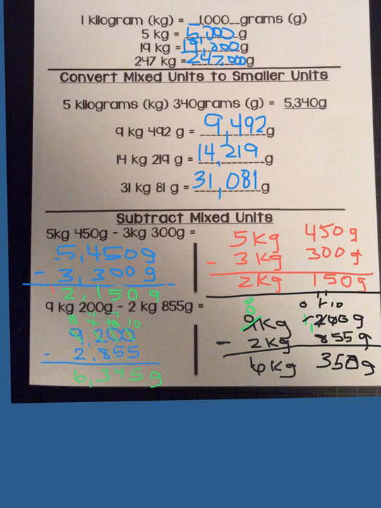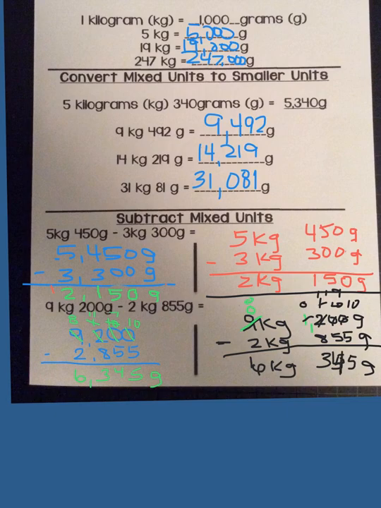Which would mean I can't do 0 minus 5. I'd have to borrow from next door, which means that 10 is going to become a 9, and this 0 would become a 10. 10 minus 5 is 5. And 9 minus 5 is 4. So now I have 345 grams.